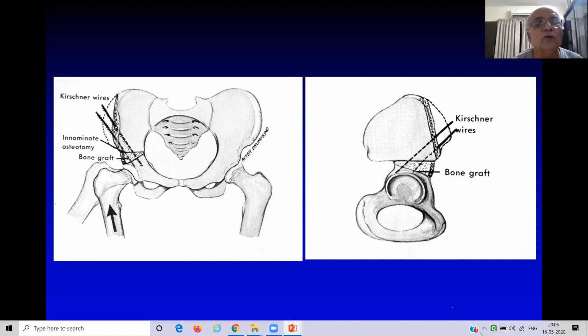Then put a graft and put 2 K wires. 1 K wire is not enough. Always put 2 K wires. These are small children. And then it is very important to use image. Sometimes these wires can penetrate into the acetabulum and you develop chondrolysis. So use the image intensifier as far as possible when putting these 2 K wires.